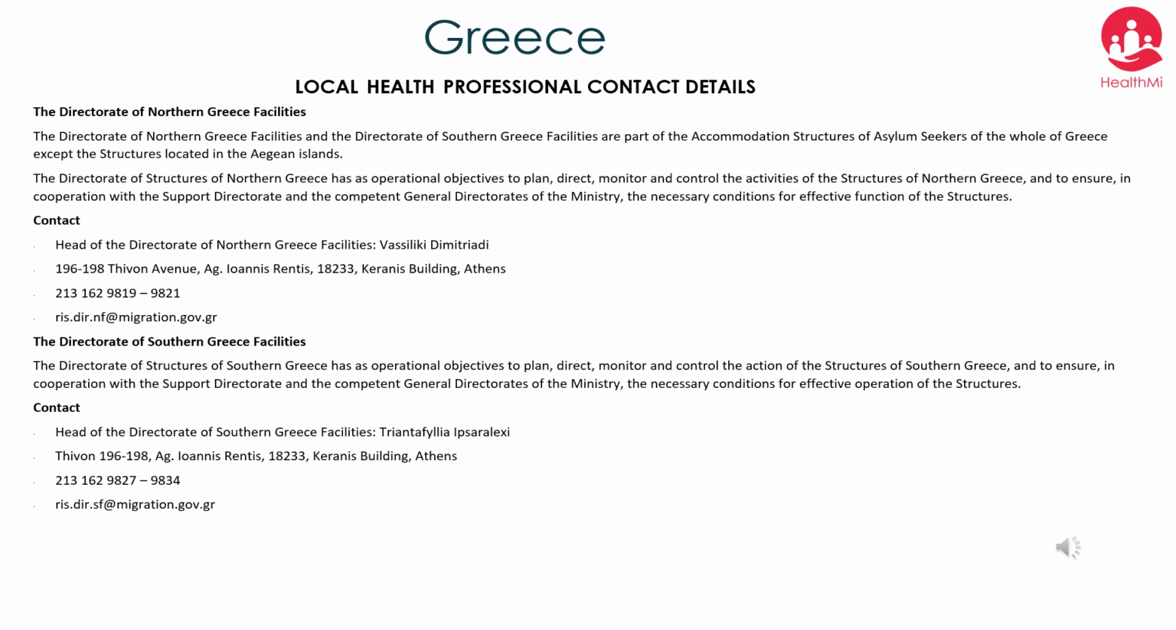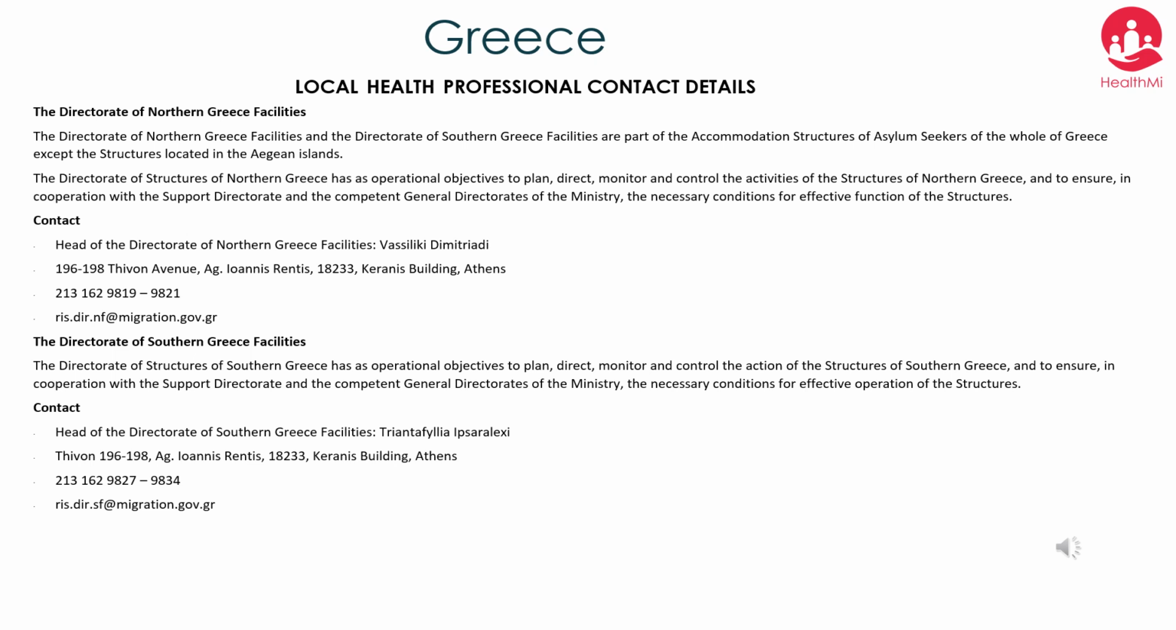The Directorate of Northern Greece Facilities. The Directorate of Northern Greece Facilities and the Directorate of Southern Greece Facilities are part of the accommodation structures of asylum seekers of the whole of Greece except the structures located in the Aegean Islands. The Directorate of Structures of Northern Greece has as operational objectives to plan, direct, monitor and control the activities of the structures of Northern Greece and to ensure, in cooperation with the Support Directorate and the competent General Directorates of the Ministry, the necessary conditions for effective function of the structures.